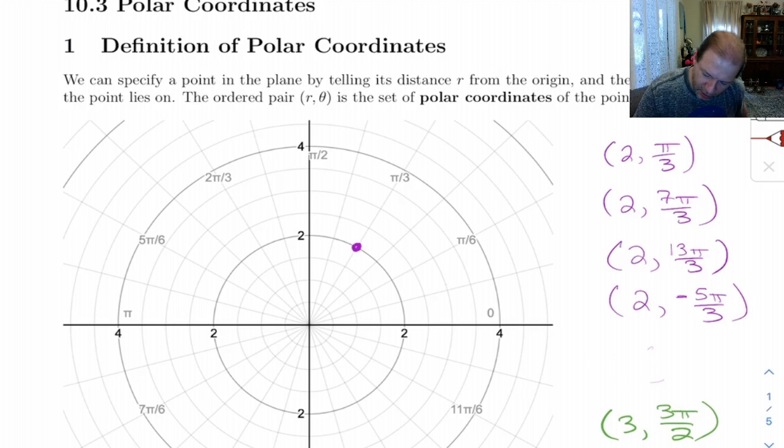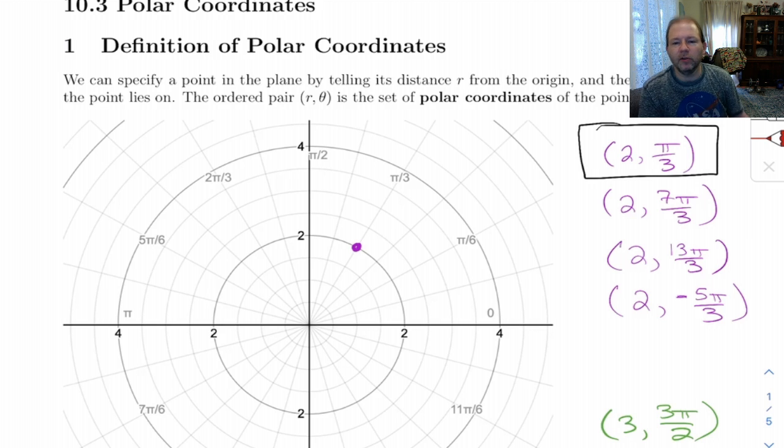So the interesting thing there is, points have a lot of different coordinates. Now, typically, the one that we're going to want is going to be this one here, the one where the angle is the smallest positive angle that we can use. There is one other thing you can do. You can have a negative r.